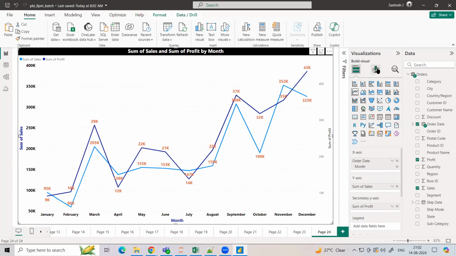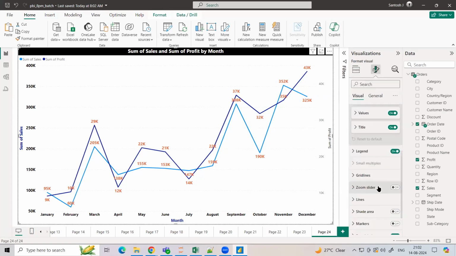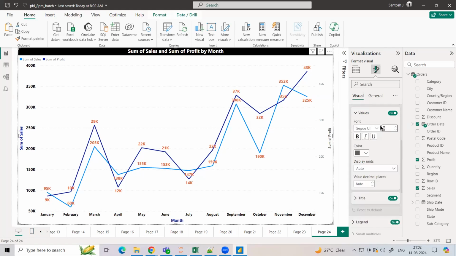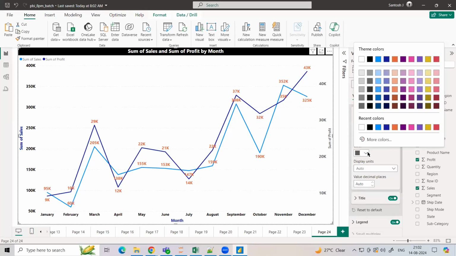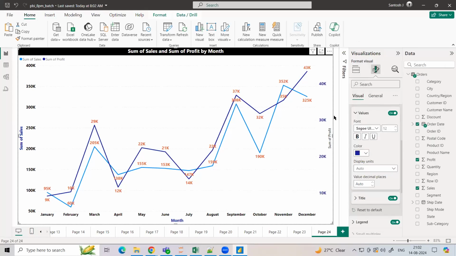You may ask me why this is a bit less. So I have to go and do the adjustments. I'll make this 12, make this bold. To differentiate, let me put it in blue color. See, this is the secondary line, blue color. This is the primary line, which is going up to 400K. This is going up to 40K. Your profit will always be like 8 to 10%. Now this gives me the clarity.